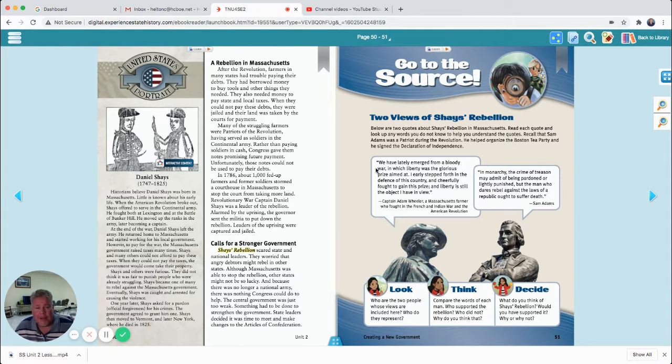Let's read this over here. Two views of Shays' Rebellion.